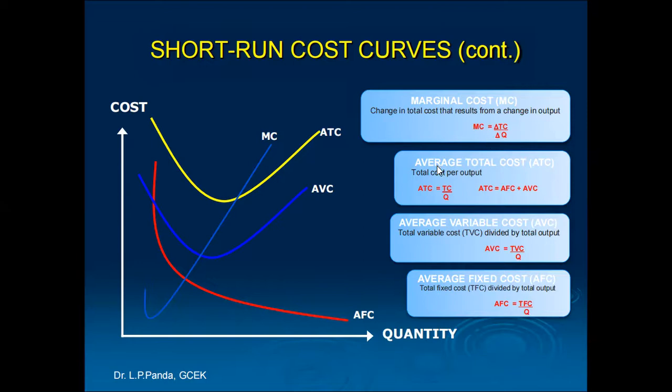Average total cost is total cost divided by quantity. Remember that average total cost equals average fixed cost plus average variable cost. Average variable cost is total variable cost divided by quantity or output. Average fixed cost is total fixed cost divided by quantity. You have to remember these basic concepts.